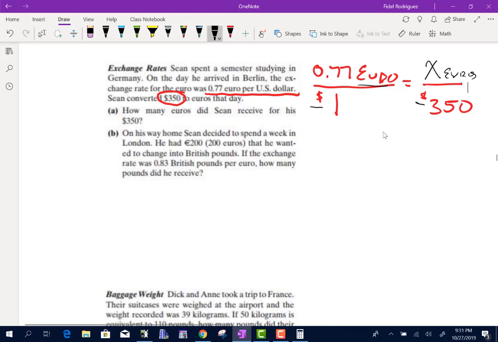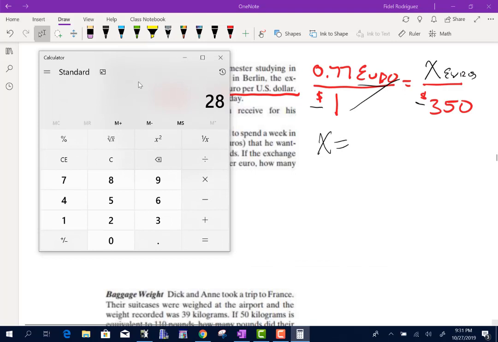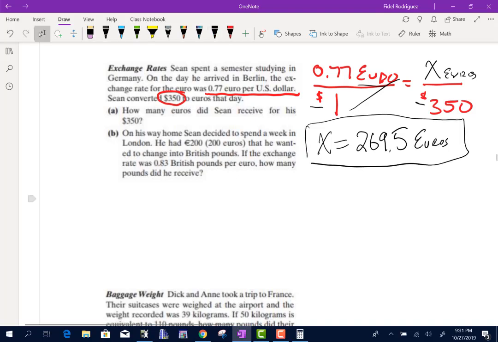So now I'm going to go ahead and cross multiply. So I know that 1 times x is just an x. And then I'm going to grab my calculator again. And let me move it this way. So let me clear this. We're going to take 0.77 times 350. And so he ended up with 269.5 euros. Okay. All right. Let's look at part B.